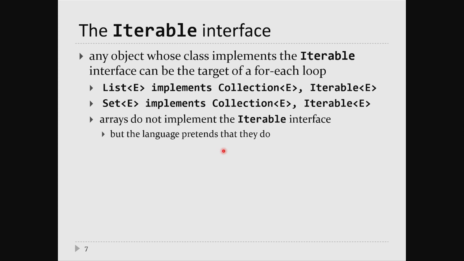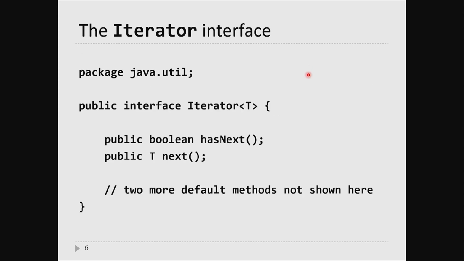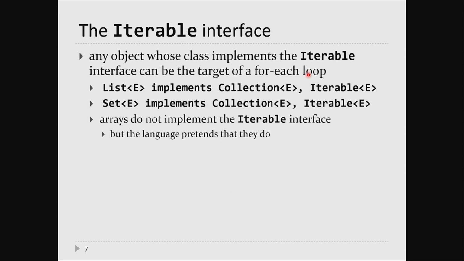The way the for each loop actually works is that a for each loop will work on any object whose class implements what's called the iterable interface. So there's actually 2 interfaces that work here. There's iterator, that provides the object that can loop over a collection. Iterable simply says that an object can provide an iterator.